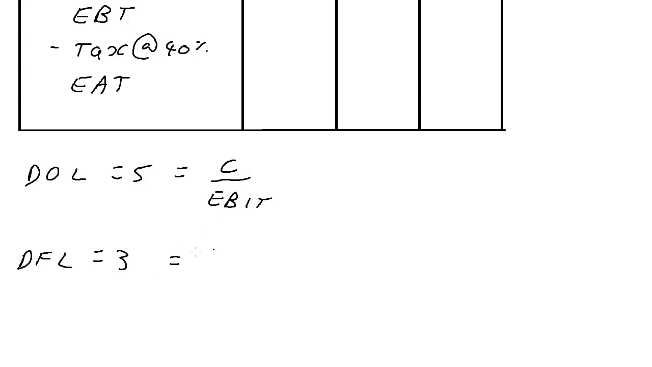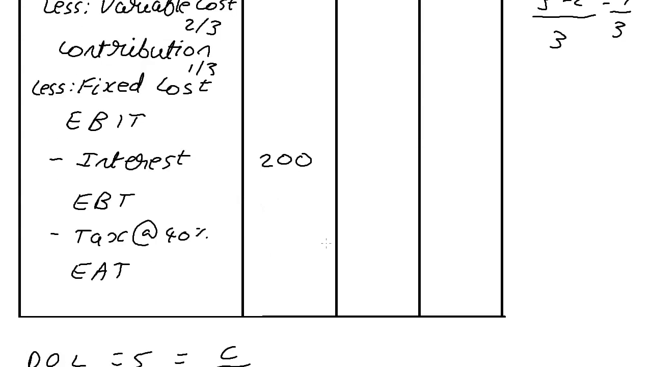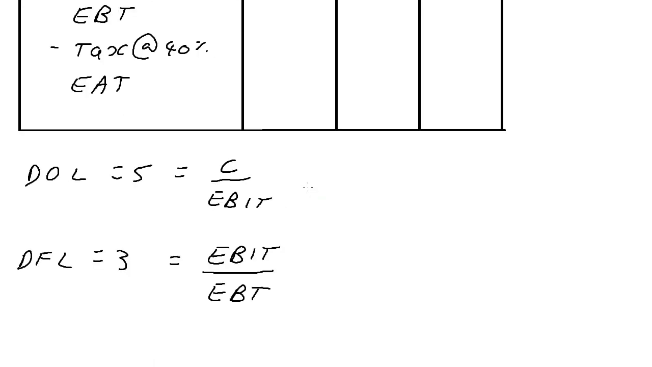Degree of financial leverage is equal to EBIT upon EBT. Now, I do not have data for contribution, EBIT or EBT, but I know, looking at this table, that EBIT minus interest gives me EBT. So what if I take EBIT as X? That means EBT is going to be X minus 200. Using that logic, I'm going to put it downstairs. So I'm going to take EBIT as X, and therefore EBT is going to be X minus 200.